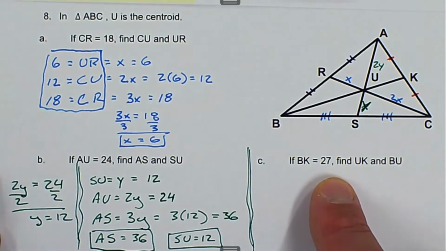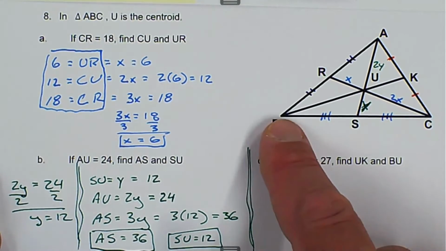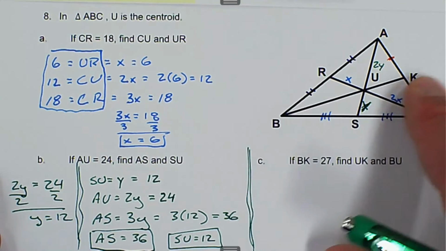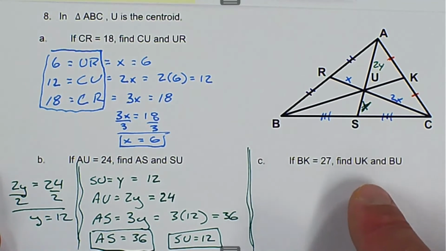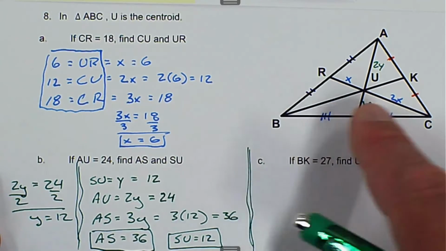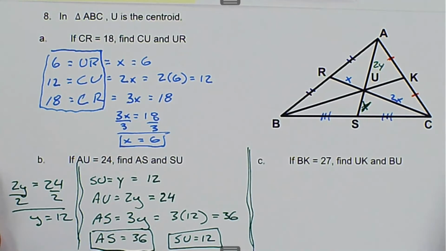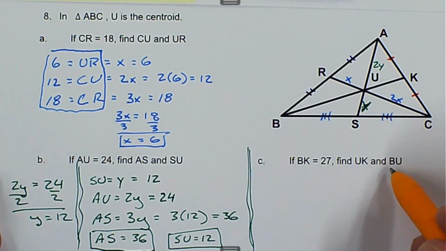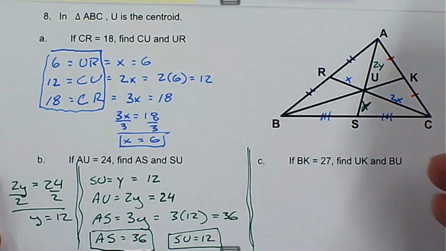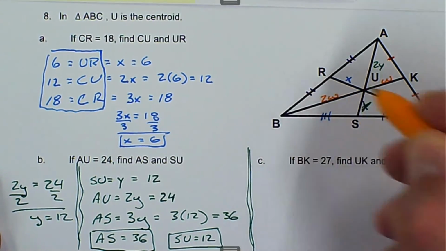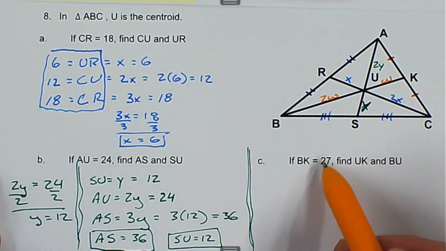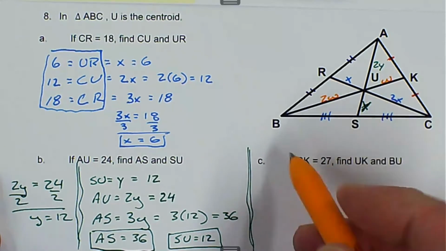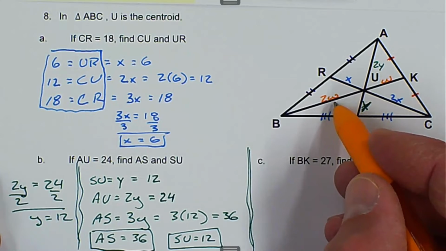We have one more. We have BK. They give us the full distance. BK is 27. And then I want us to find UK and BU. So if we said UK was W, then BU is twice that, so that's going to be 2W. And then BK is the full thing, which is going to be the full distance, which is going to be 3W.